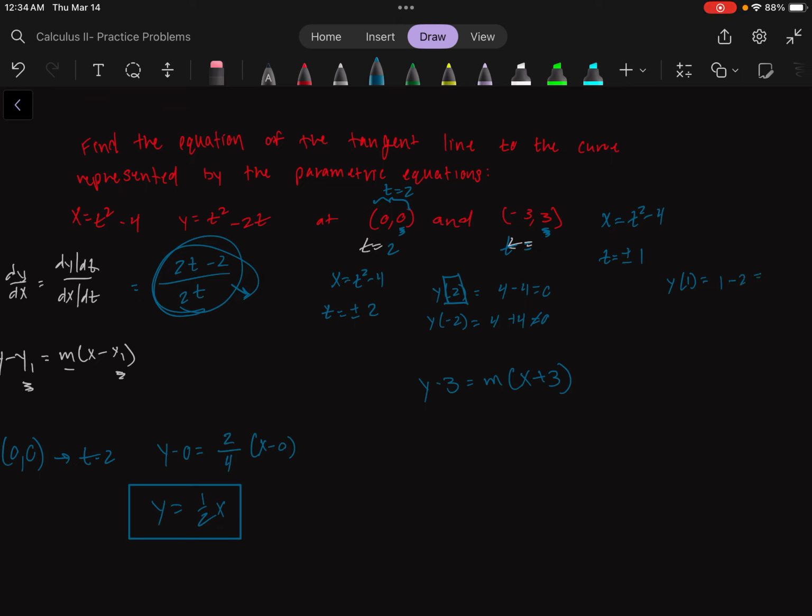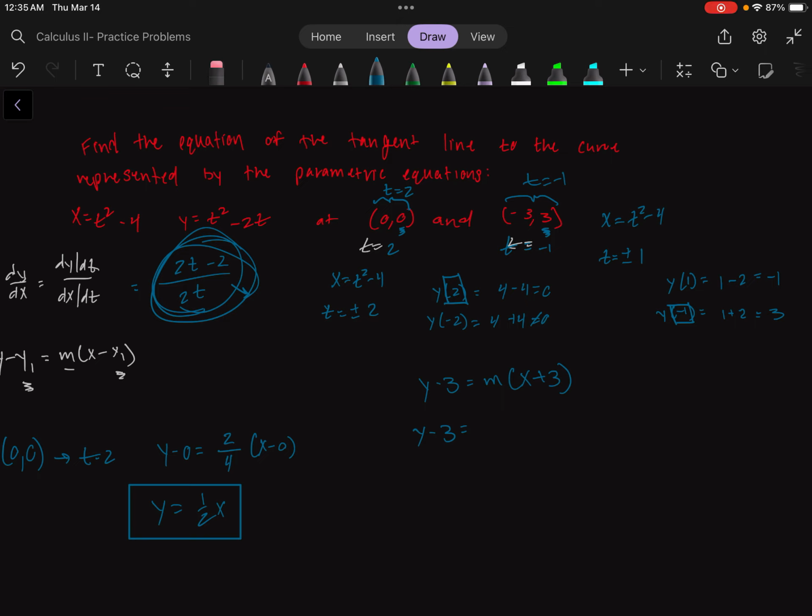Well, that gives you a negative 1, right? So that's not it. When you plug in negative 1, you get a 1 plus 2, because negative 2 times negative 1 is positive 2, and 1 plus 2 does equal 3. That tells me that the t value, negative 1, corresponds to this ordered pair. This is t equals negative 1. So that just means that m is once again the slope function evaluated at negative 1.